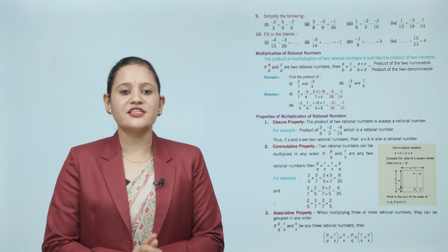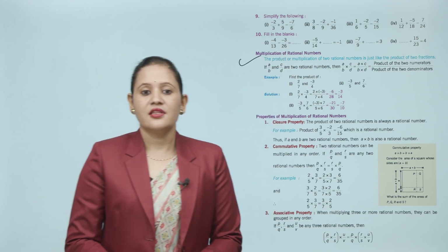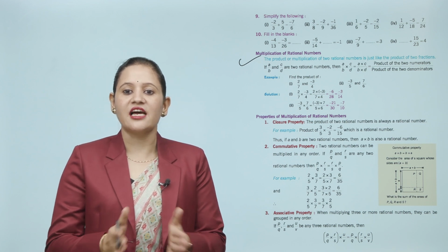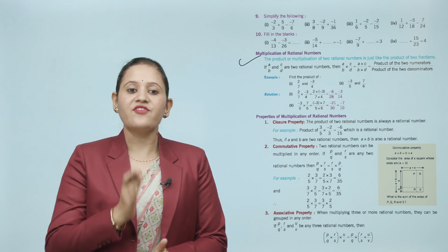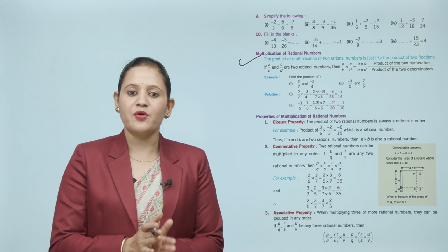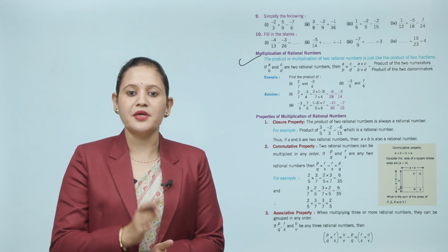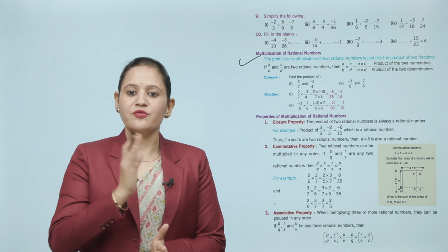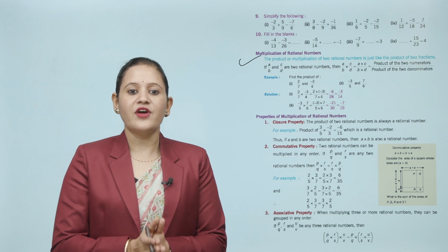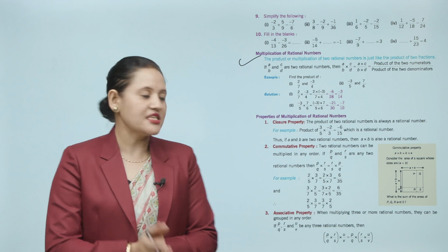Next is multiplication of rational numbers. The product of two rational numbers is just like the product of two fractions. If a upon b and c upon d are two rational numbers, then a upon b multiplied by c upon d equals a multiplied by c upon b multiplied by d. Means product of two numerators upon product of two denominators. Let's take an example. Find the product. First is 2 upon 7 and minus 3 upon 7.